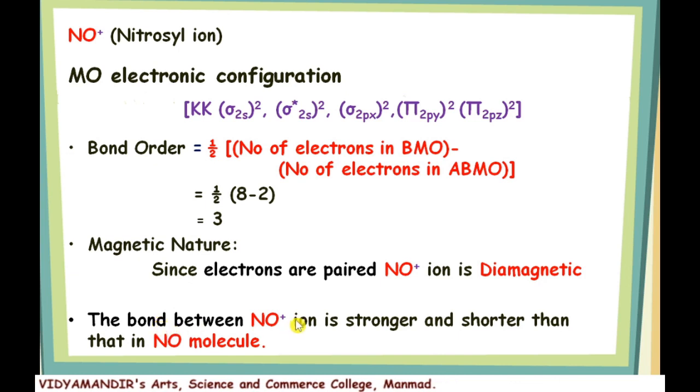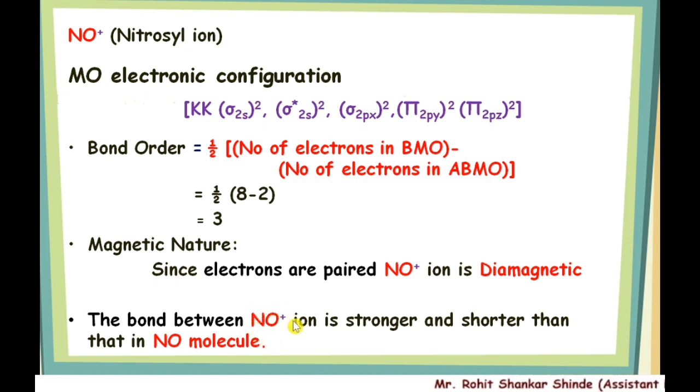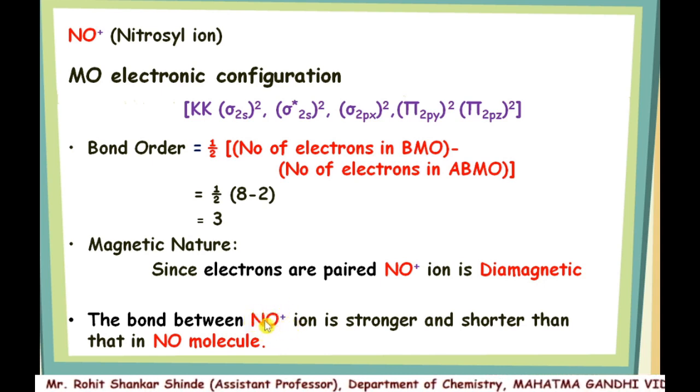The bond in the NO plus ion is stronger and shorter than that in the NO molecule. The NO molecule possesses bond order 2.5, while in the case of the nitrosyl ion, the bond order is 3. It means that NO plus has a stronger bond and the bond is also shorter.